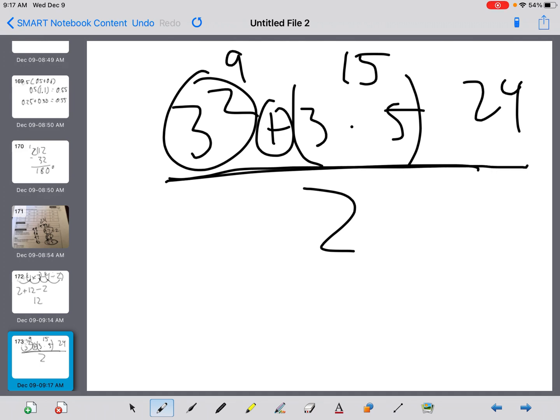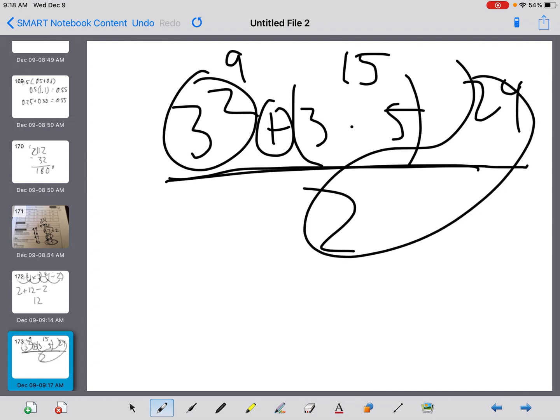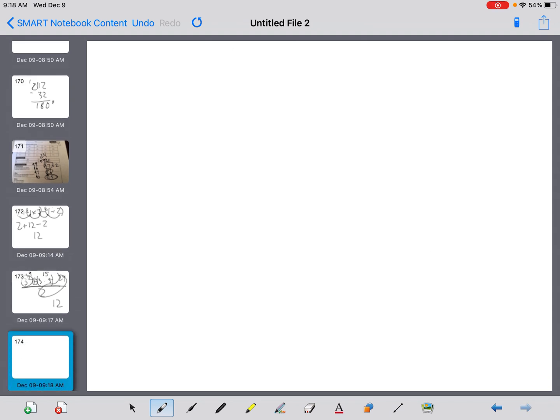And because, guys, this is a symbol of inclusion, I do everything on top, then I do everything on the bottom, and the last thing I do is actually divide. Now, there's nothing to do on the bottom because it's just one number, so I do 24 divided by 2, and once again, I get an answer of 12.